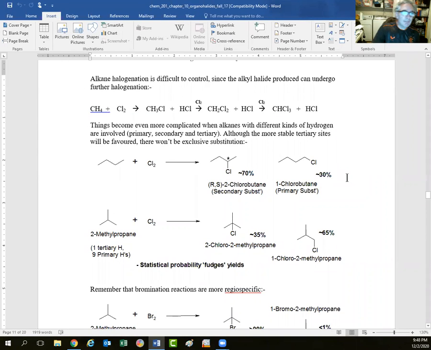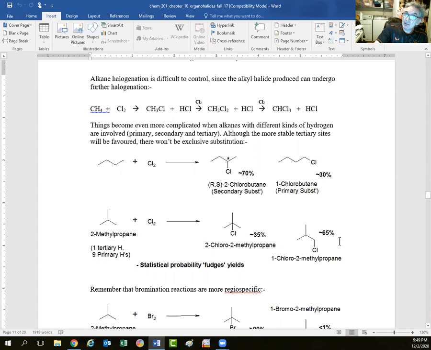So again, as we said, the more substituted carbon is going to produce a major product. We see that with butane reacting with chlorine to produce the 2-chlorobutane. That's a major product. But sometimes we don't see that more substituted carbon reacting. A good example of that is 2-methylpropane reacting with chlorine. The tertiary carbon only sees 35% product, while one of the three primary carbons sees 65%.